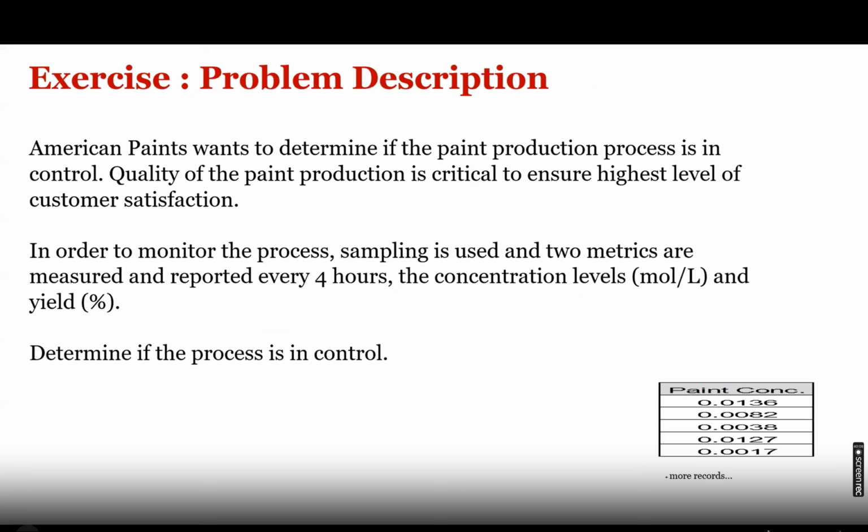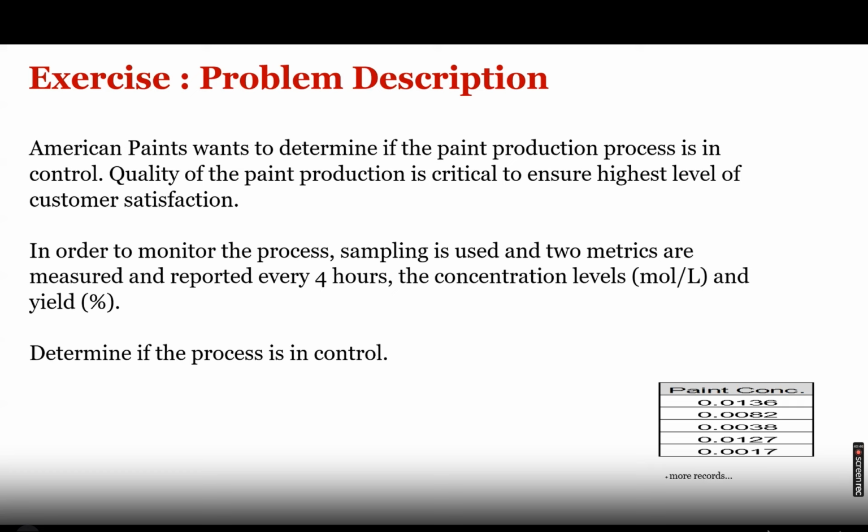Let us understand the first example. American Paints wants to determine if the paint production process is in control. Quality of the paint production is critical to ensure the highest level of customer satisfaction. Determine if the process is in control. So we have the paint production process, which has now been improved, made better. And now we want to check, is the process under control? You can understand that this paint production process is continuous data.